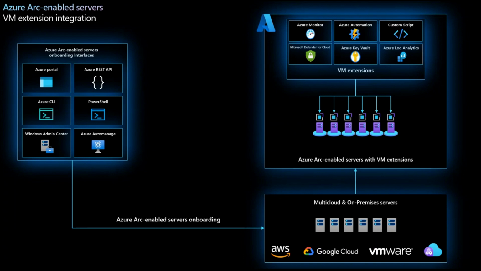Similar for the VM extensions. I know we will not go in depth over here, but you can manage all the extensions, whether it's for monitoring, for automation, whether you want to run a custom script on top of your Arc-enabled server, or you want to defend it using Defender for Cloud, or have a Key Vault extension set up, Log Analytics, and everything you can do from the Azure portal itself, or from the PowerShell session that you're running. You can do it on a single machine, a single cluster, or you can run it at scale without needing any other tool, or any expertise outside Azure.